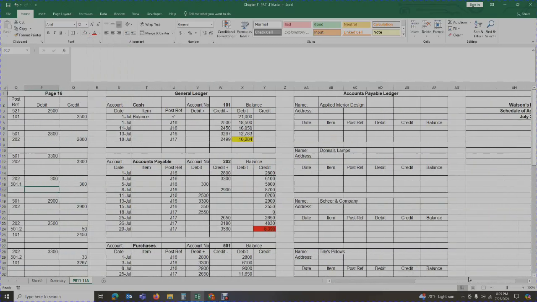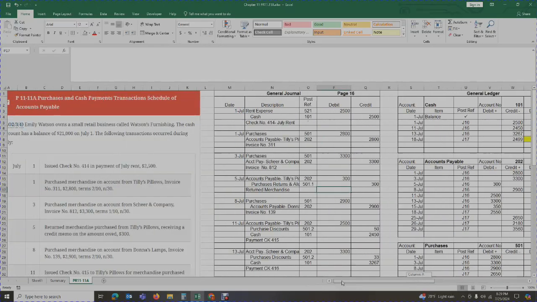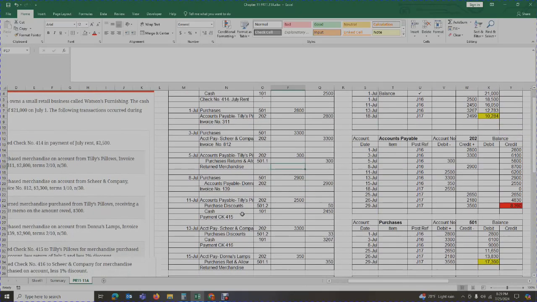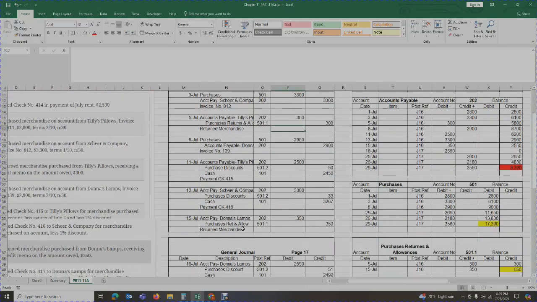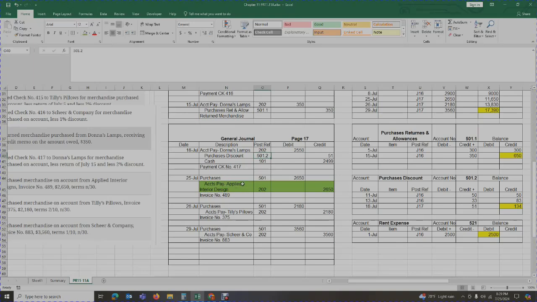What I'm going to do is look for any transactions that deal with my accounts payable ledger for Applied Interior Design. So you're going to look for anything that is accounts payable, Applied Interior Design. Let's go locate accounts payable. Here we have an entry, an accounts payable for $2,650. I only have one entry for Applied Interior, on July the 25th.